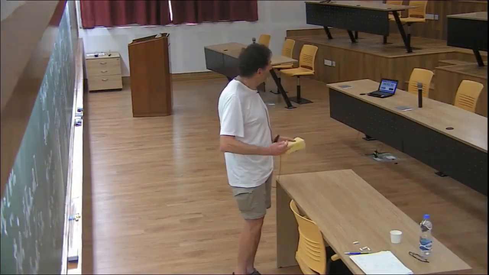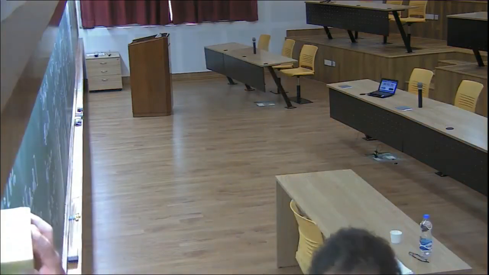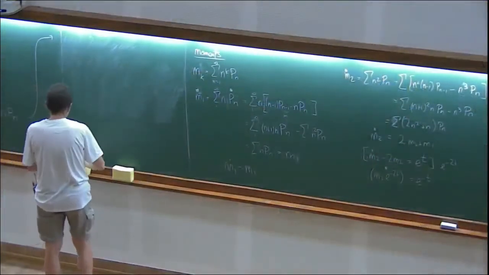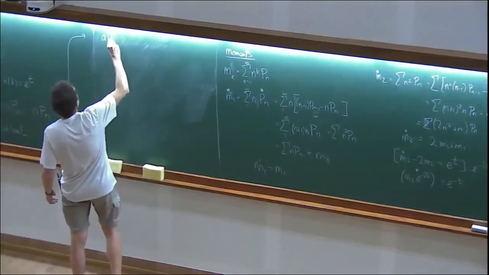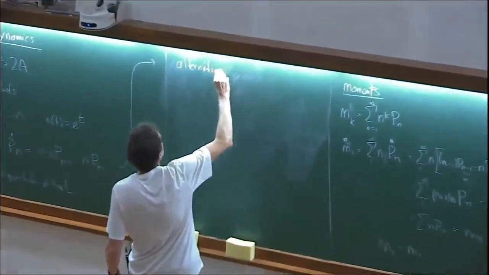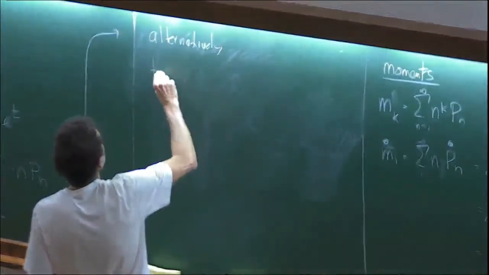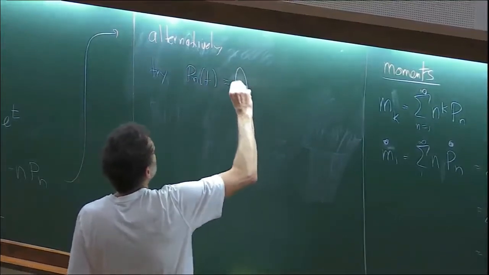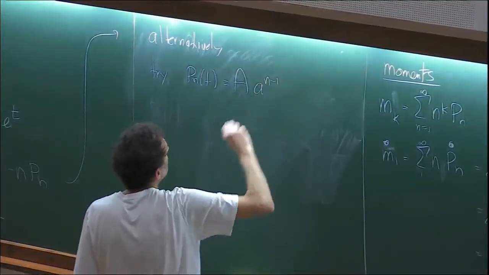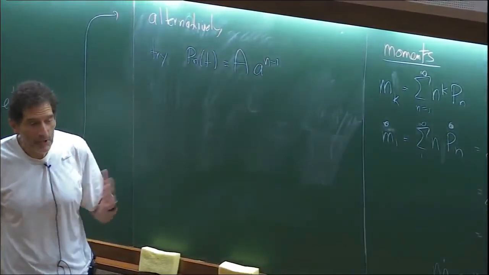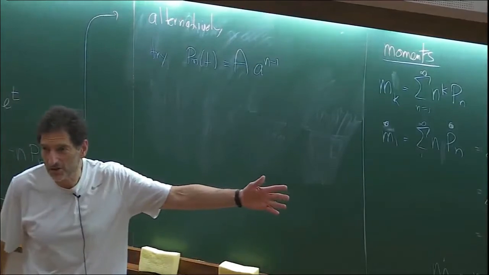Let's try it, and let's see what happens. As you'll see, it simplifies the algebra considerably. So, alternatively, let's try Pn of t equal to capital A, little a to the power n, where both big A and little a are time dependent. We know this has to work because, as you see, our solution has this form.